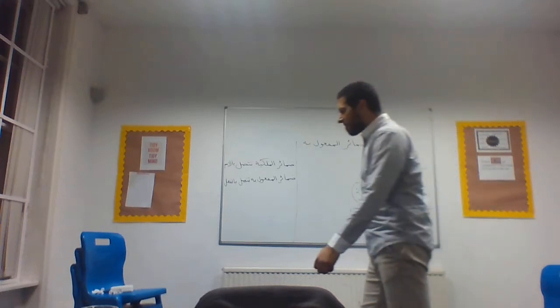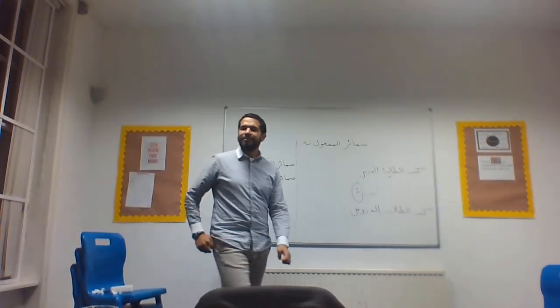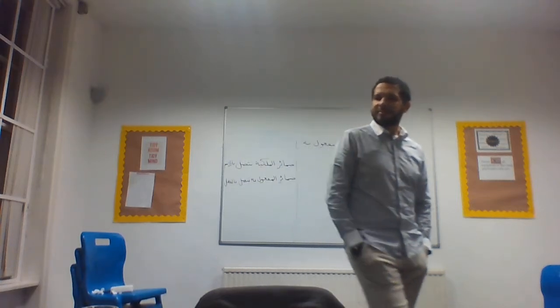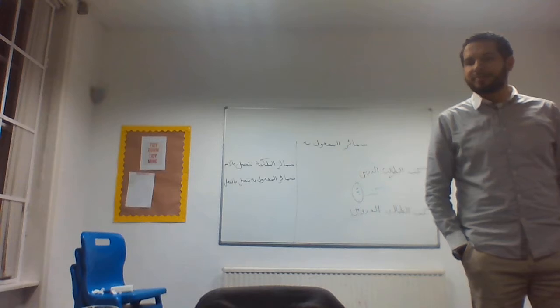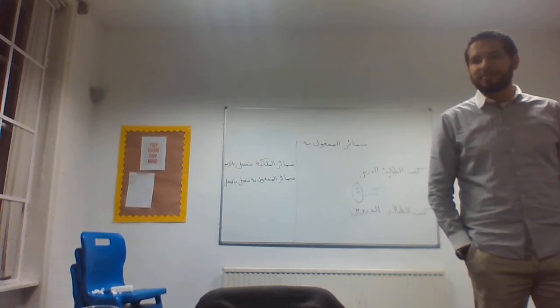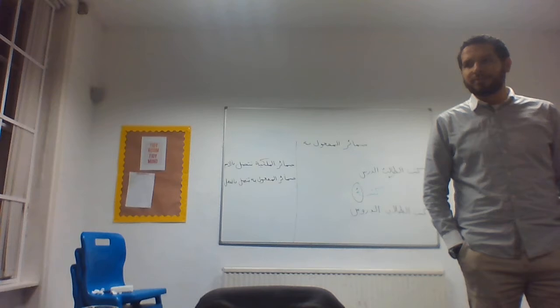Look, where's the 'they write'? Which is hum. Yaktubun is they write. We have to write they wrote. So hum will have to be used. We'll have to use hum. So katab hum.